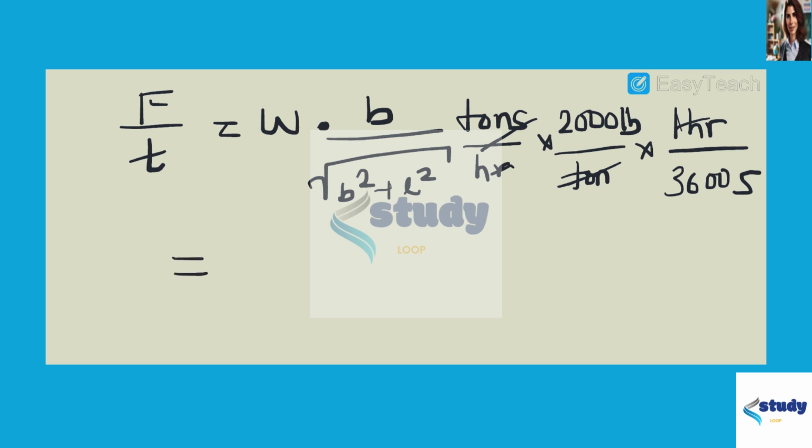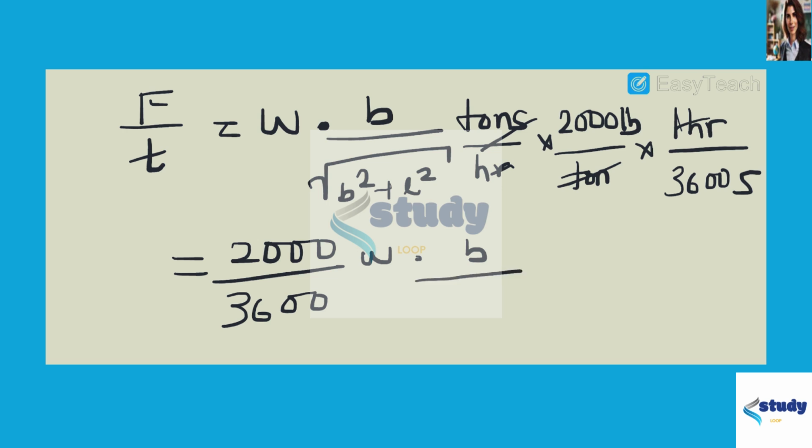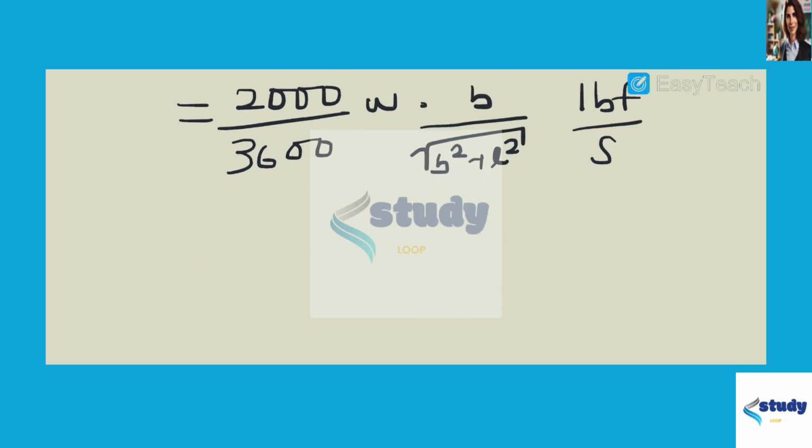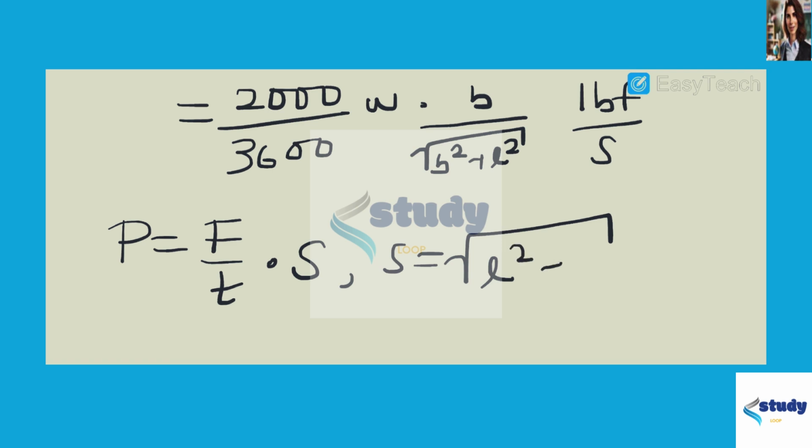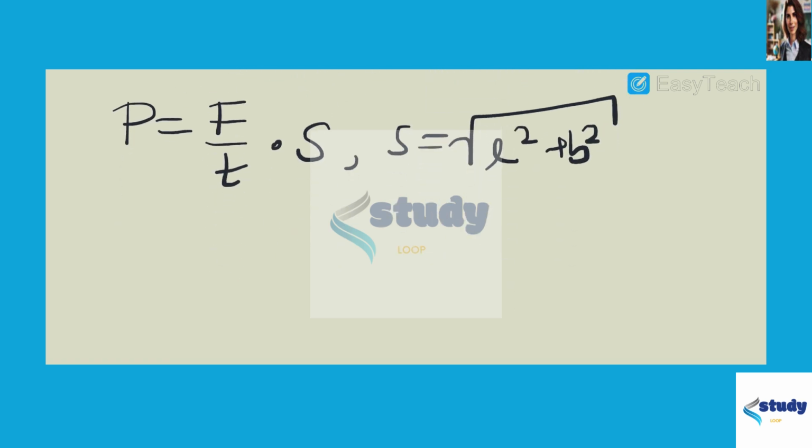And what we're left with is that force over time is equal to 2,000 over 3,600 weight times B over the square root of B squared plus L squared pound force over second. Now we have to remember that power is equal to F over T times S, which is the distance, and we know that S is the hypotenuse, so the square root of L squared plus B squared.